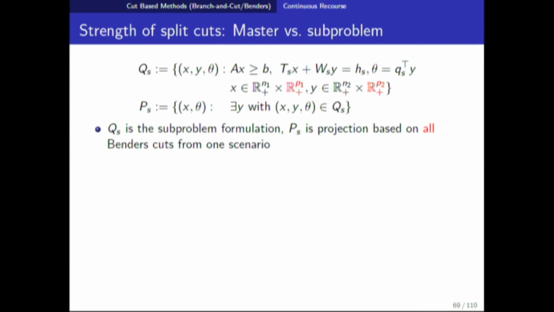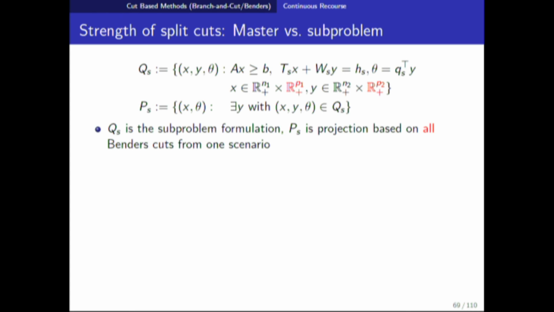I don't have the y variables at all, so just an x and theta variables. That's what I'm doing when I'm generating cuts in the master space. Now, when I try to generate cuts in the subproblem space, valid inequalities for the set where I consider that these variables and these variables are integer, I have these y variables as well.